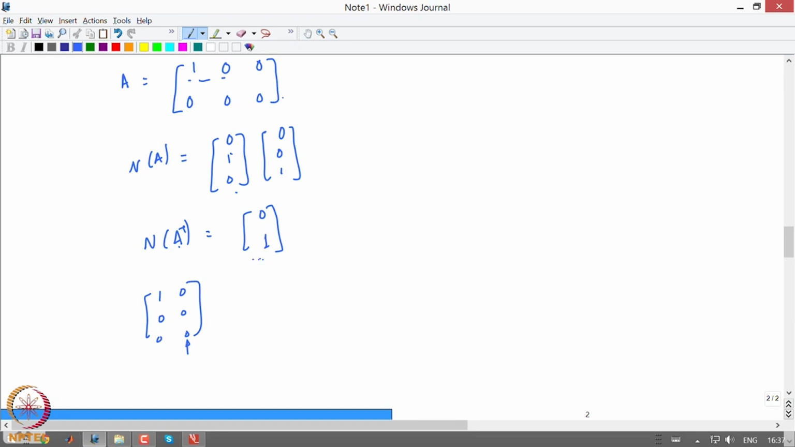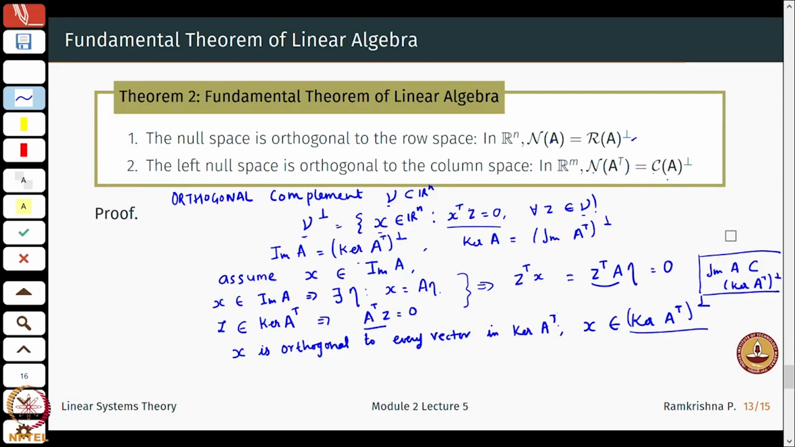Okay. Similarly, the column space C of A is the line which passes through 1 0, and the row space is also a line which passes through 1 0 0, or 1 0 0 transpose. Okay. Now, if you go back to the theorem statement, it says that n of A is in the orthogonal complement of R of A, right.